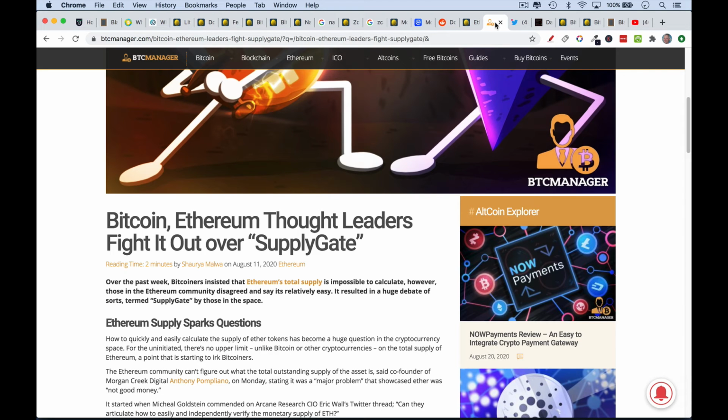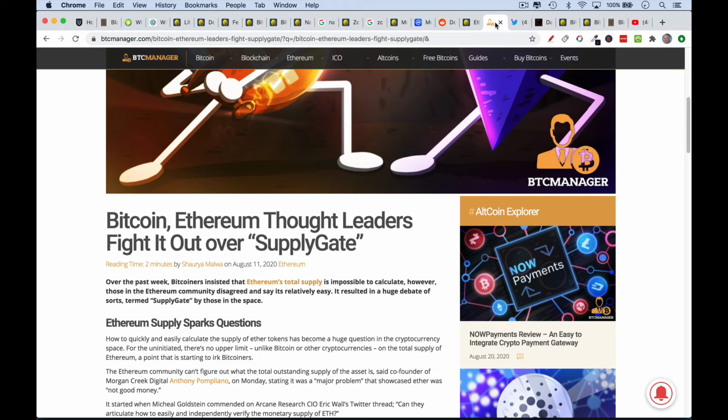The other problem with Ethereum is there's been a recent scandal where someone, Pierre Rochard, who's a Bitcoin Twitter guy, asked Ethereum to verify the total supply of coins. And it turns out that everyone came up with different numbers. There wasn't really functionality to do this.